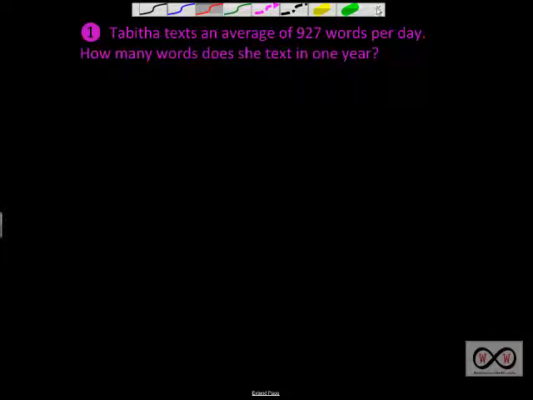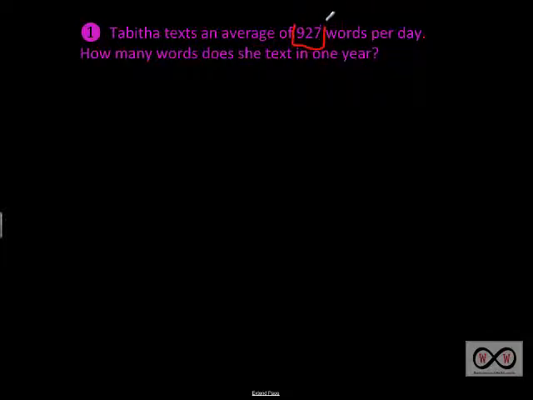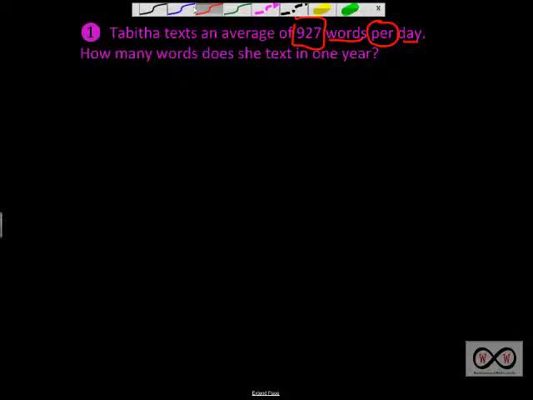So we have 927 words, and that would be each or per day. So every day she texts an average of 927 words each day. How many words does she text in 1 year? So there's our math job. Let's circle that. So we have to figure out how many words she texts in 1 year.